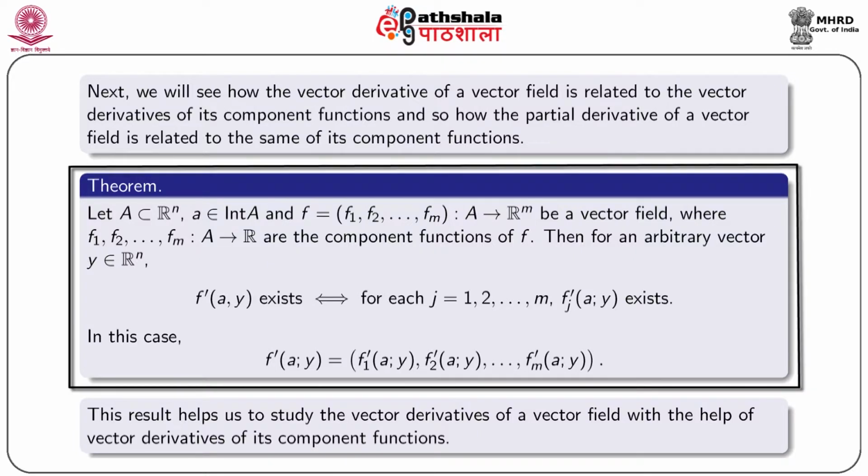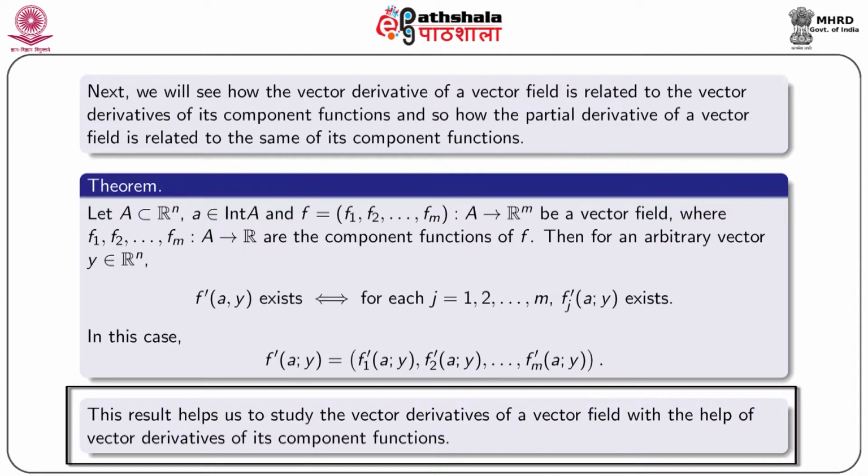The theorem: let A be a subset of R^n, a is an interior point of the set A, and F is a vector field defined on the set A whose codomain is R^m, and F1, F2 up to Fm are the component functions of F. Then for some arbitrary vector y in R^n, we find F'(a; y) exists if and only if for each value of j from 1 to m, Fj'(a; y) exists. Also in this case, F'(a; y) equals the ordered m-tuple (F1'(a; y), F2'(a; y), up to Fm'(a; y)). This result helps us to study the vector derivatives of a vector field with the help of vector derivatives of its component functions.